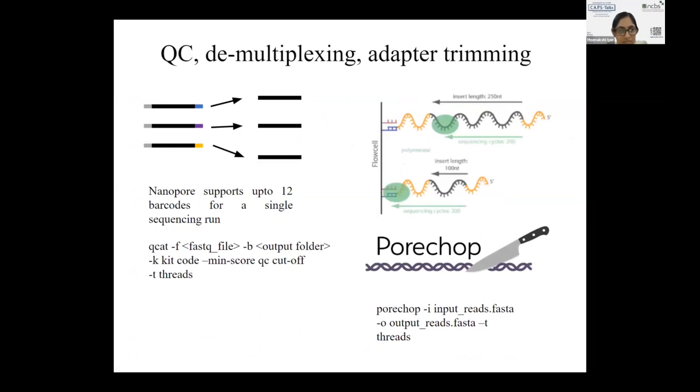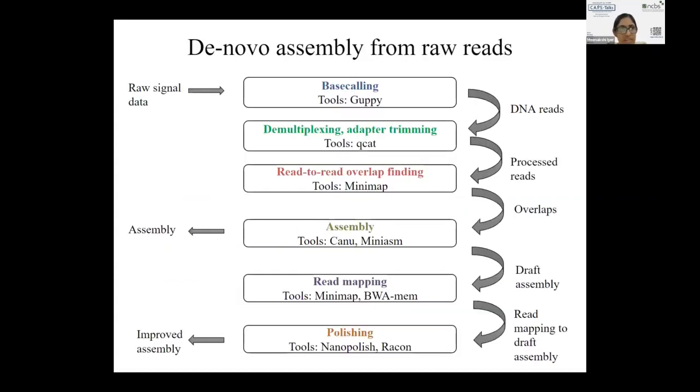And after the base calling, we get all these ATGC sequences. It will have a lot of adapters that were used during the library preparation and different barcodes as well. So we need to remove the barcodes so that we can get the sequences specific to individual bacteria. We obtained all those sequences and we also removed the adapters. We used QCAT and PORECHOP for the same. And at this step, we also did a QC, which is to remove all the reads from the sequencing which were of bad quality. Then we went on to the next step, which is to develop the assembly from these reads.